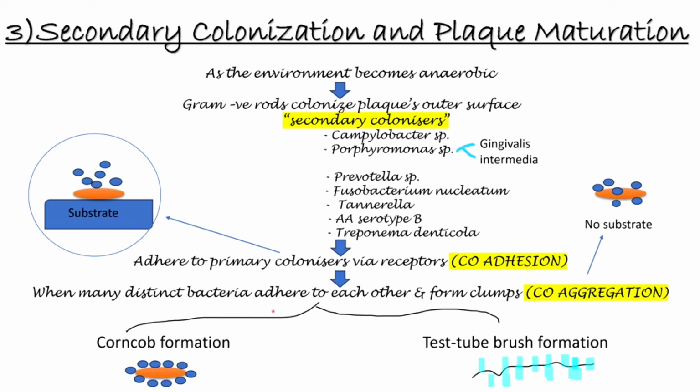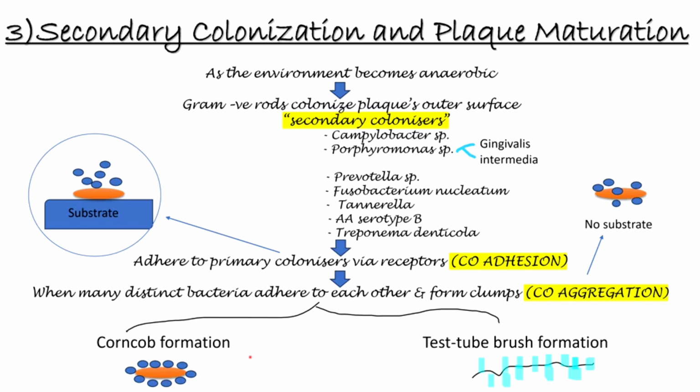When many distinct bacteria adhere to each other and form clumps, this is called co-aggregation. There is no substrate. The primary colonizers go and attach to the secondary colonizers without a substrate. Coadhesion occurs in the presence of substrate. Co-aggregation occurs in the absence of substrate. Let's see the two types of co-aggregation. One is corn cob formation and the other is test tube brush formation.